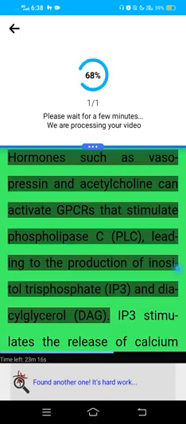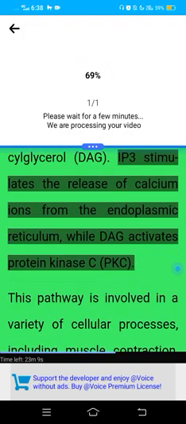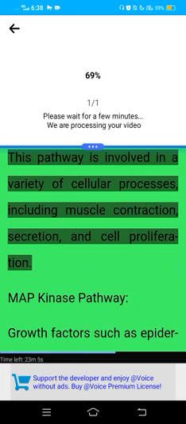Phosphatidylinositol, PI pathway. Hormones such as vasopressin and acetylcholine can activate GPCRs that stimulate phospholipase C, PLC, leading to the production of inositol trisphosphate, IP3, and diacylglycerol, DAG. IP3 stimulates the release of calcium ions from the endoplasmic reticulum, while DAG activates protein kinase C, PKC. This pathway is involved in a variety of cellular processes, including muscle contraction, secretion, and cell proliferation.